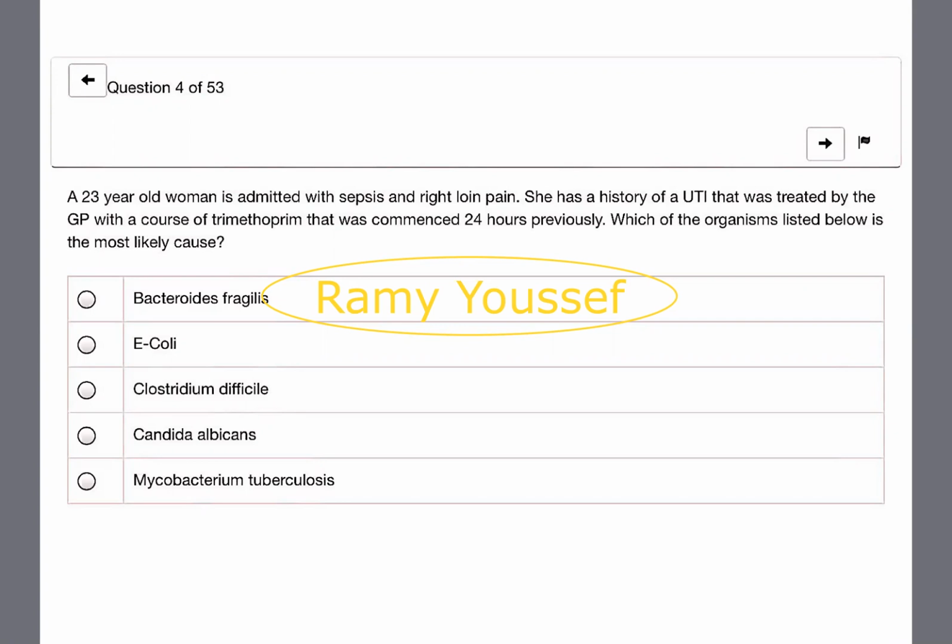Okay. This is a case of sepsis and right loin pain. Maybe this is acute pyelonephritis. I think it is E. coli. Okay. Any other answer?